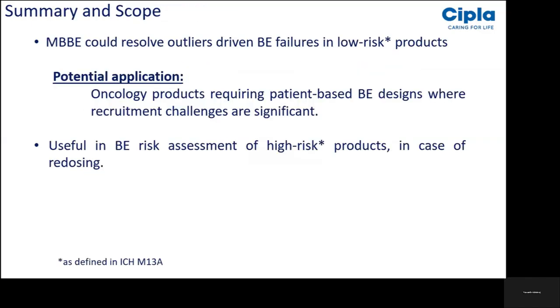To conclude, model-based bioequivalence methodology can resolve outlier-driven BE failures in a low-risk product, and it has potential application in oncology products requiring patient-based BE designs where recruitment challenges are significant. Also, we believe that it will be useful in BE risk assessment of high-risk products in case redosing is an option for the sponsor.